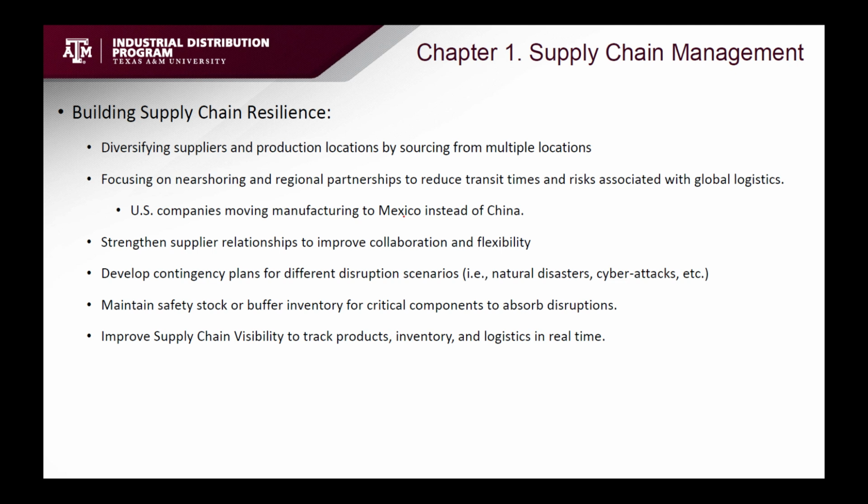So that's the foundation of Chapter 1. A supply chain is an integrated network, not a straight line. It operates in a VUCA environment full of disruptions. And resilience is now a strategic priority, not a nice to have.